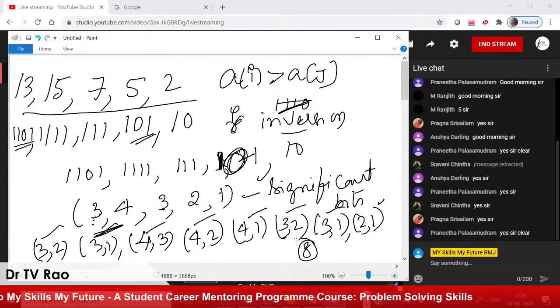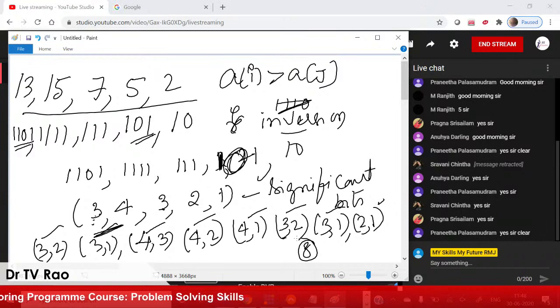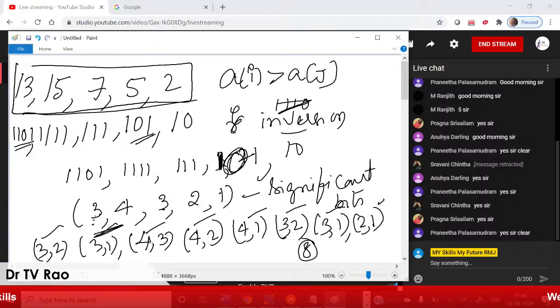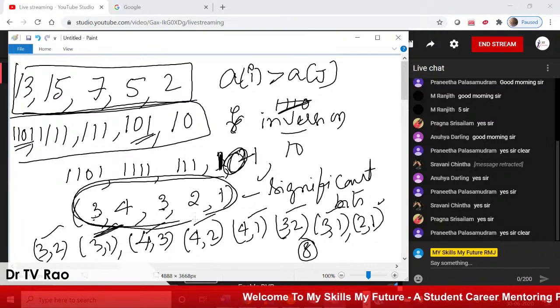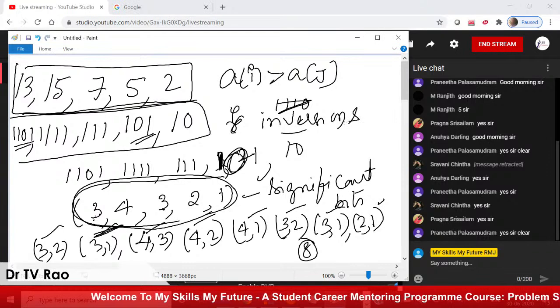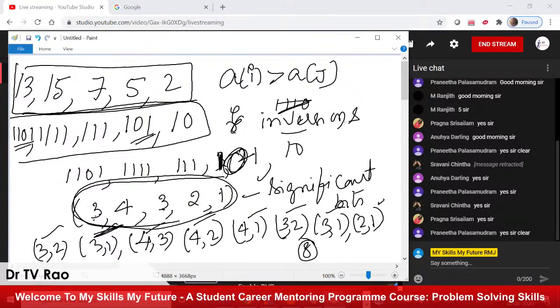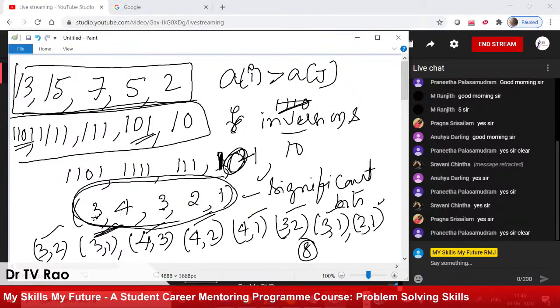Did you understand the problem? First, convert the given set of numbers into binary numbers. Then find out the count of significant digits. Then find out inversions. Inversion is the one where ai is greater than aj.